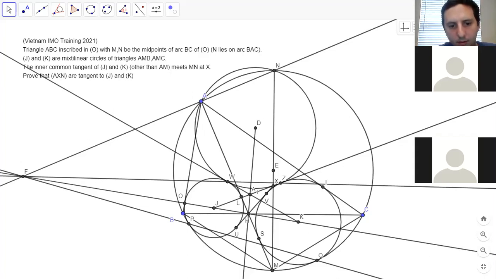Okay. Also, F is the exsimilicenter of J and K. W, but we don't know W and Z. We don't know the existence of W and Z. Yeah.